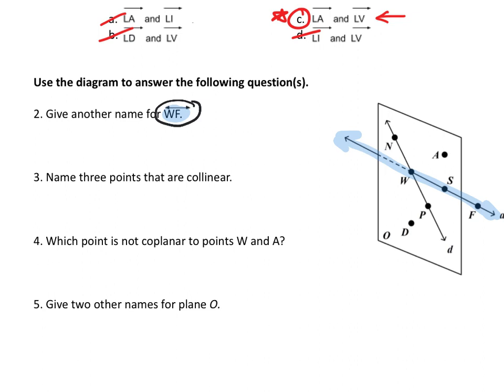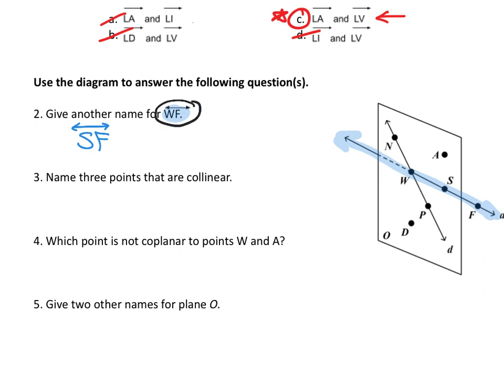What's another name for that? What else could we call it? Not line S. Remember when, so, okay, maybe. Line S and what? SF would work. Why would SF work? They're on the same line, and those are coordinate points.